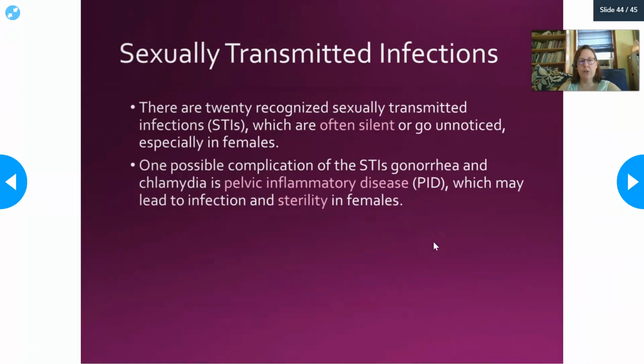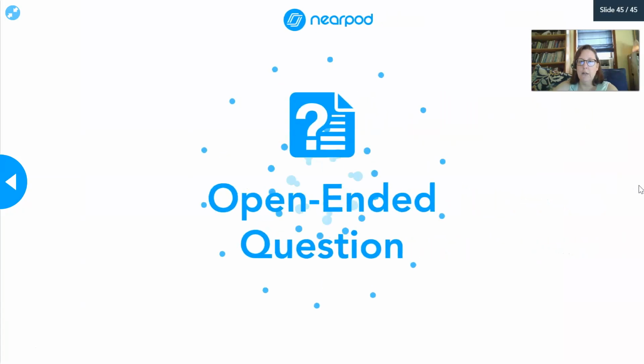And then sexually transmitted infections. There are 20 recognized sexually transmitted infections, which are often silent and go unnoticed, especially in females. One possible complication of sexually transmitted infections, gonorrhea and chlamydia, is pelvic inflammatory disease, which could lead to infection and sterility in females. Some of the STIs are HIV and even hepatitis, but HPV, human papillomavirus, is another one. And then of course you get gonorrhea, chlamydia, trichomonas and so on. Those are all quite common, and they can cause problems with fertility.